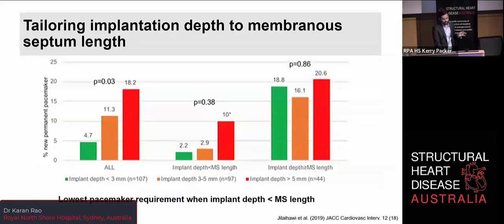An American group in 2019 produced this fairly seminal paper, where they tailored the depth to the membranous septum. So they said, okay, look, if we implant our valves above the length of each individual patient's membranous septum, they were able to prove that the pacemaker rates could come down quite substantially.